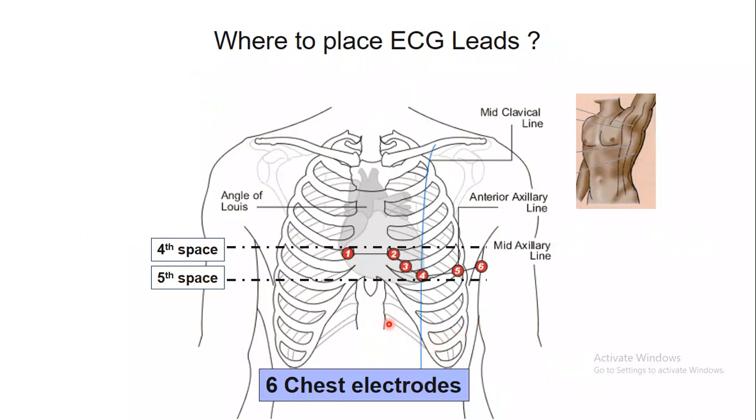Then we have the chest electrodes. Where to place the chest electrodes? The first and second ones are placed in the fourth intercostal space, one on the right side of the sternum and two on the left side of the sternum. Then the fourth electrode is placed on the fifth intercostal space at the mid-clavicular line just below the nipple. And the fifth and sixth electrodes are placed also in the fifth intercostal space, but at the anterior axillary line and at the mid axillary line. The remaining electrode number 3 is placed between lead number 2 and number 4.